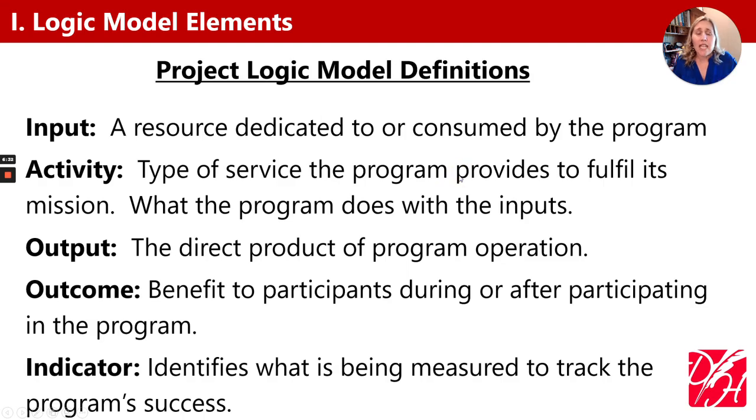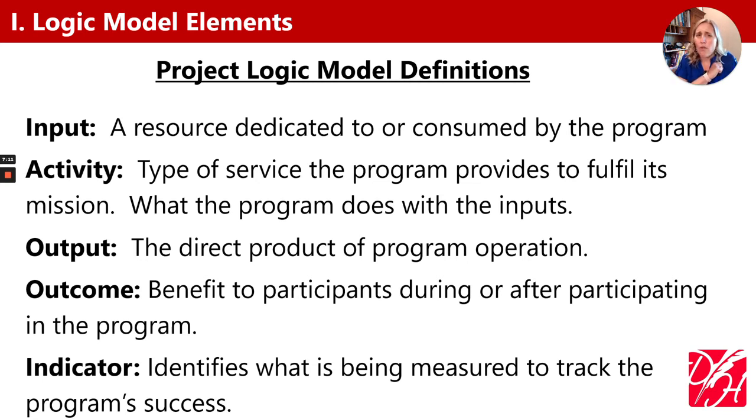So here are some key definitions that you might want to keep on hand. If we think about inputs, we'll see those in our visuals here in just a moment. These are the resources, supplies, equipment, people, collaborative partners. These are critical resources that we need to have in order to conduct a single activity. Activities are the type of things that are happening in order to achieve the mission or the vision of the project or the program. It's what's happening with the inputs.